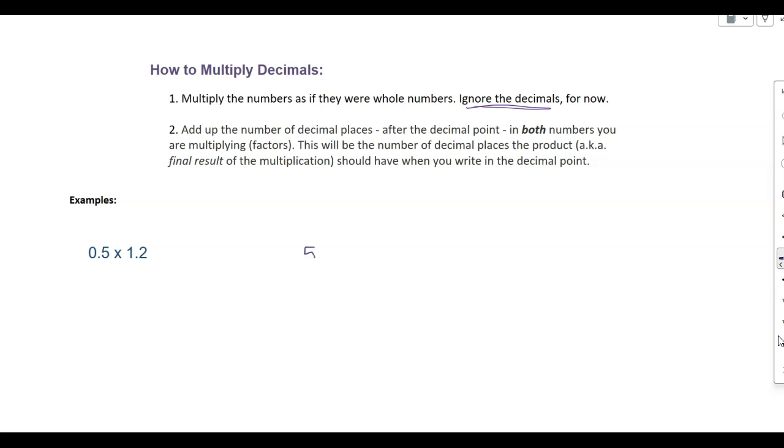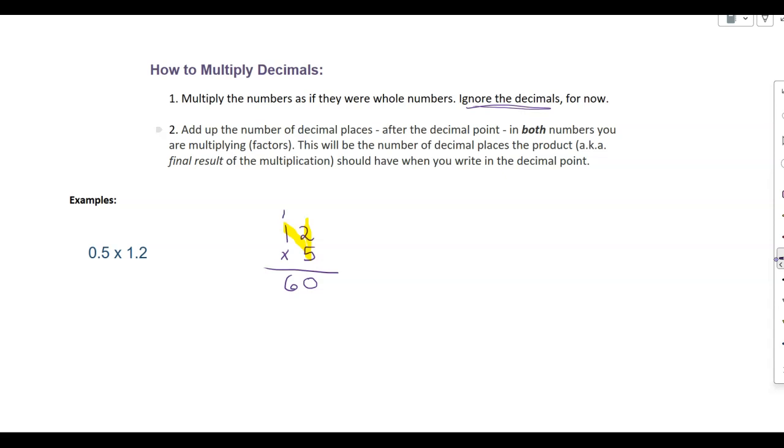We would have a 0.5 and a 1.2, right? And we'll just multiply, just like you're used to doing. You'll have 5 times 2 is what? 10. Put your 0, we'll carry a 1, right? 5 times 1 is what? 5, but then we add this extra 1, so we'll have 60.